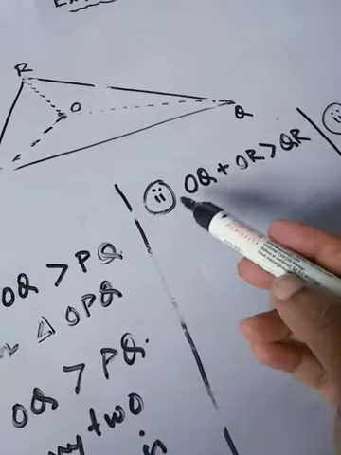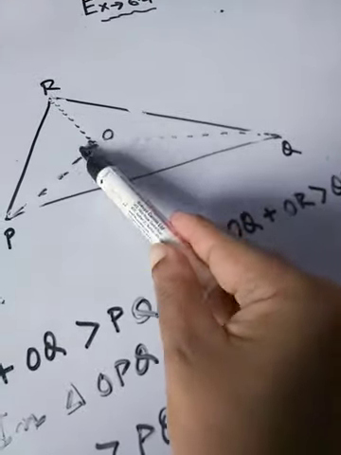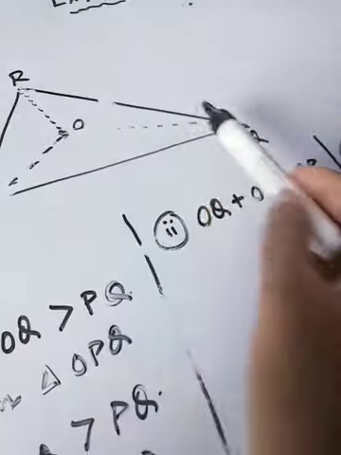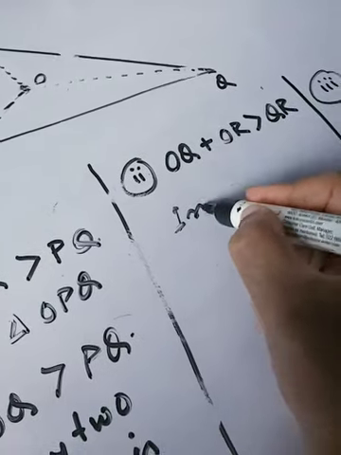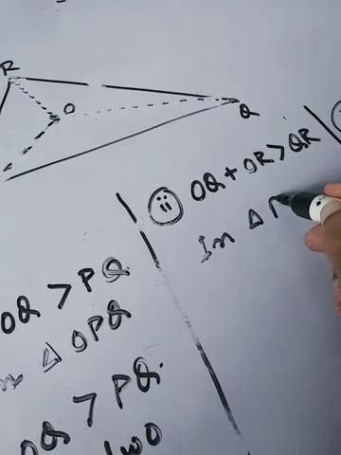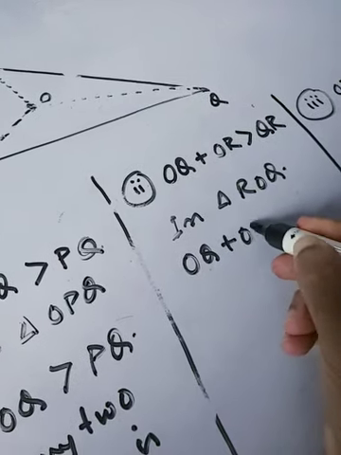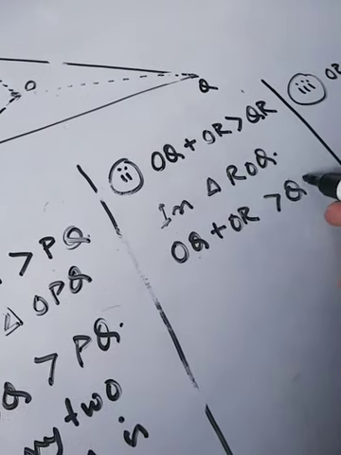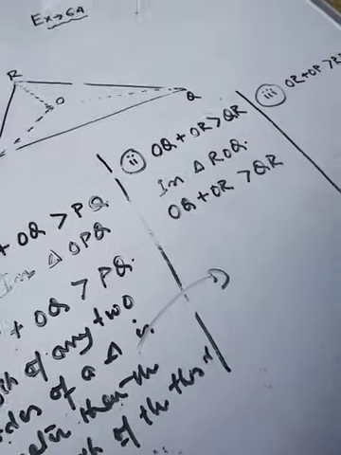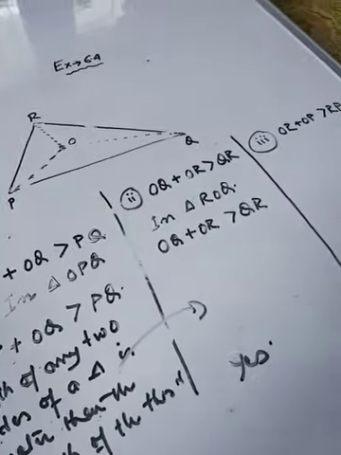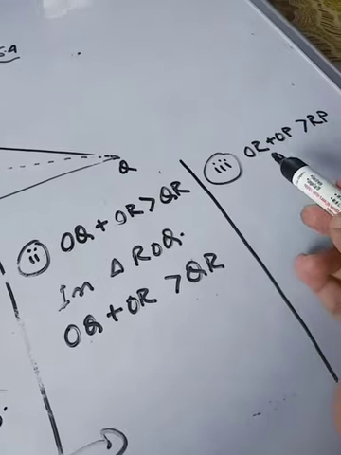Now let's check out this one: OQ plus OR is greater than QR. That means we are talking about this particular triangle, isn't it? So in triangle ROQ, OQ plus OR is greater than QR. Same reason, you will give the same reason here. So it is also yes. It is also possible.